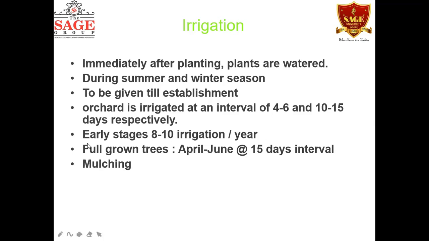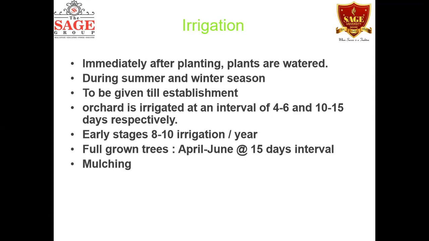So at the early stage of the grafting, up to 1 year, you can give 8 to 10 irrigations per year. That is required for proper maintenance of canopy, branches and vegetative growth. For a full grown tree, during April to June, a 15 day interval irrigation you can give. That is for a fully grown tree.